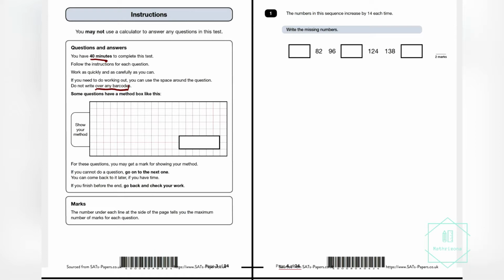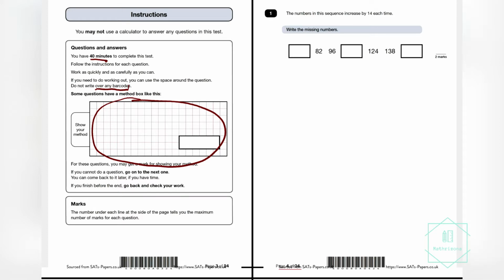There are some questions that have a method box like this one, and you can use this method box to show your method, and for each method shown you can get extra marks. If you finish before the end, go back and check your work. The number under each line at the side of the page tells you the maximum number of marks for each question. Okay, let's get started.